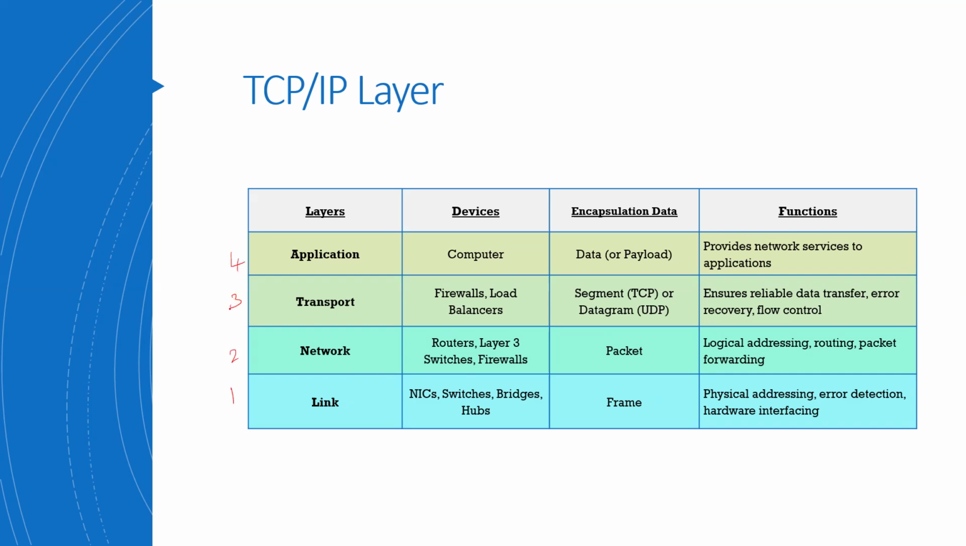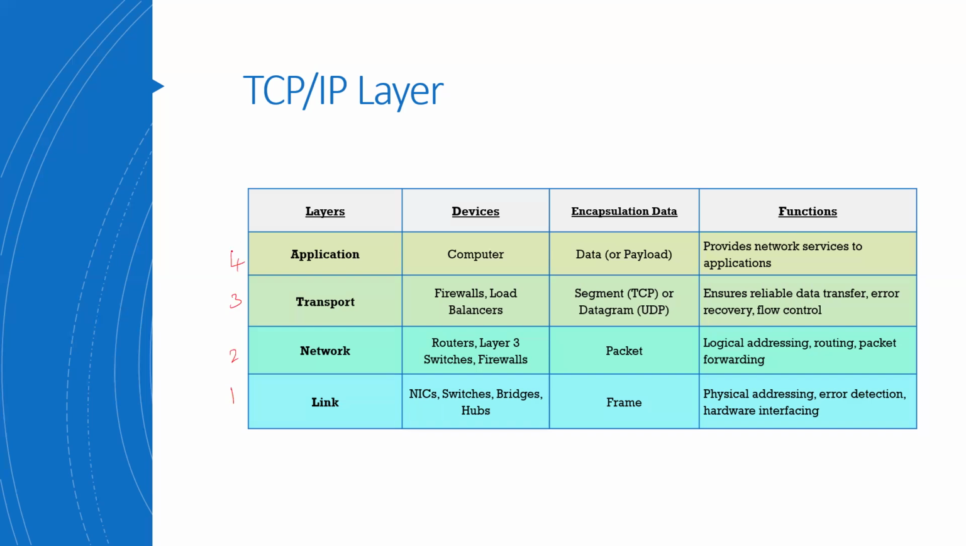4 layers. First, the application layer, which provides network services directly to the application. Examples include HTTP, which is for websites, FTP for file transfer, SMTP, DNS, and more. Then the transport layer, which ensures reliable data delivery between devices, where TCP and UDP are the primary protocols at this layer.